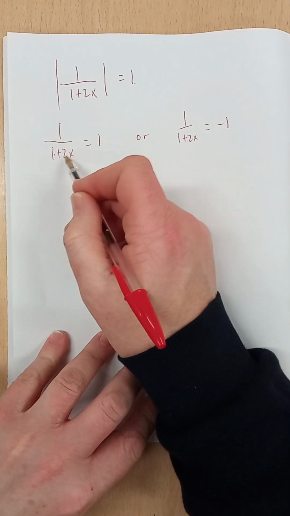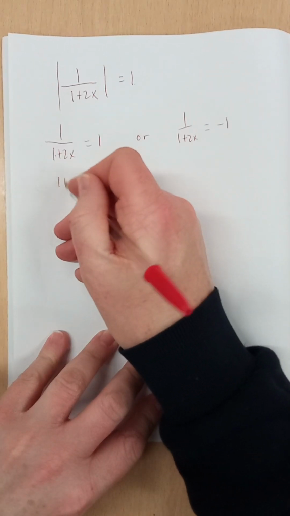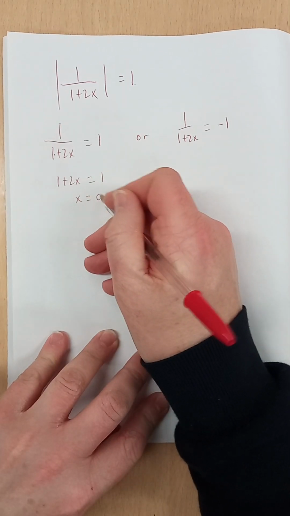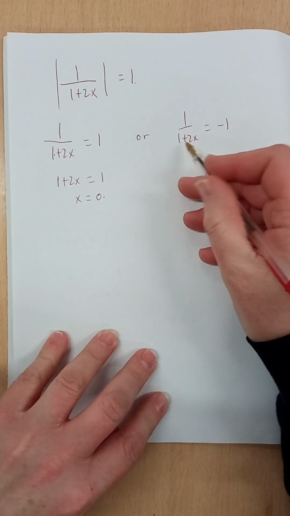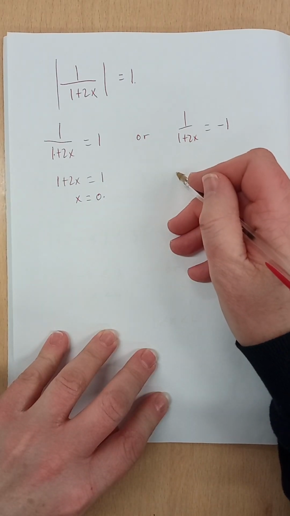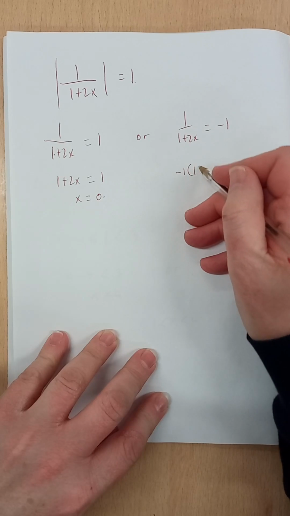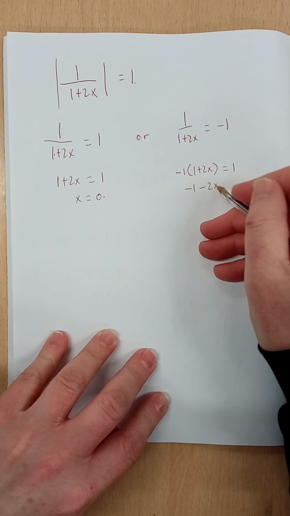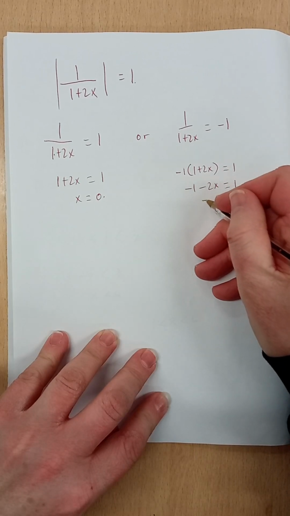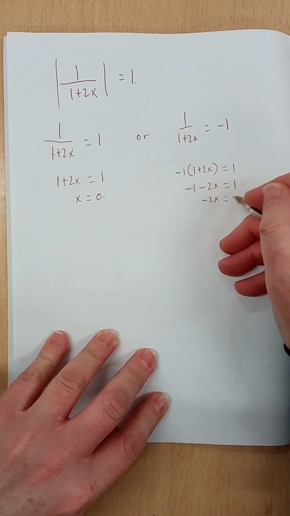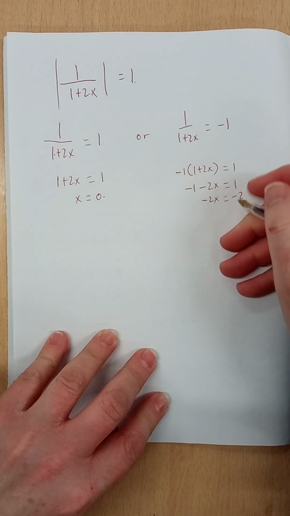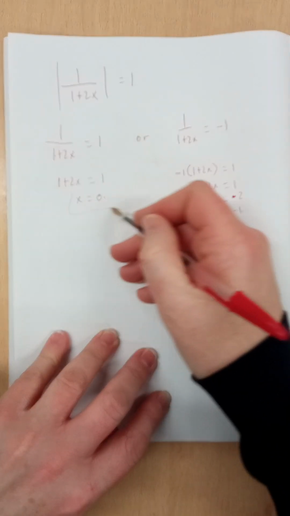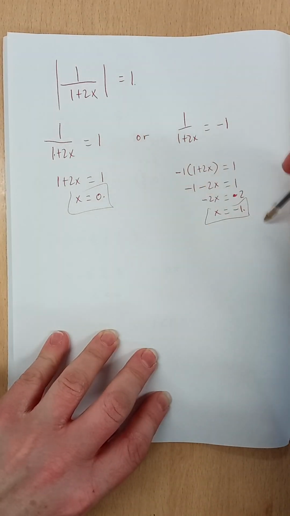Multiply both sides by the denominator. So you're going to get 1 plus 2x equal to 1. X is equal to 0. That's the only way that works. And then you're going to get minus 1 times 1 plus 2x equal to 1. That's minus 1 minus 2x is equal to 1. Minus 2x is equal to minus 2. Sorry, is equal to 2. X is equal to minus 1. So there's your two possible solutions that would make this work.